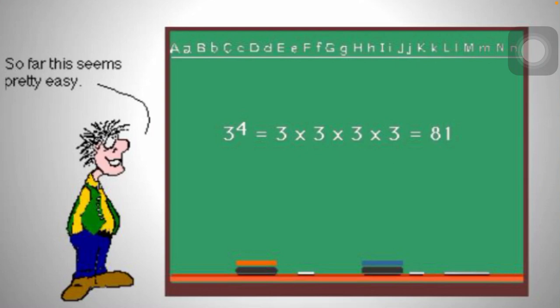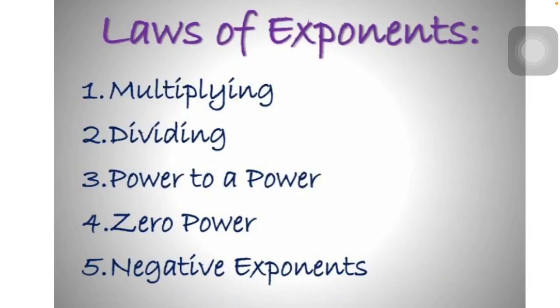Let's just see. We have some 5 basic laws here, which are used in different operations. The first one is multiplying, the second is dividing, the third is power to a power, the fourth is zero power, and the fifth one is the negative exponents. So these are the 5 basic laws which you will use to solve the exponents. So let's just start one by one.